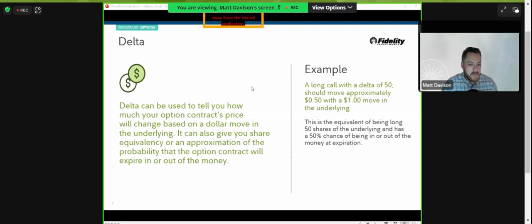And eventually, if we were to continue to go higher and higher, we're going to run into a situation where we could be at 100 deltas. Well, what else has 100 deltas? Buying 100 shares of the underlying stock. So, what am I saying? As we get higher and higher in delta, the option becomes less like an option and more like the underlying stock itself.